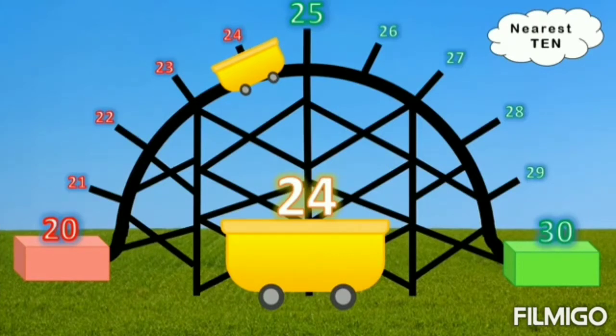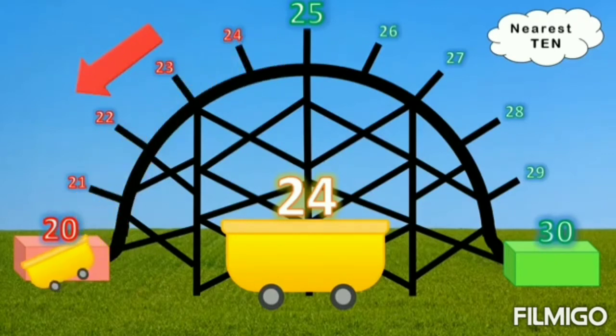So now you see which number is nearer, 20 or 30? Count 1, 2, 3, 4. This side when you count 1, 2, 3, 4, 5, 6. So which is nearer to 24 children? 20 or 30? Which tens place is nearer? 20 only, right? So the nearest tens place for 24 is 20. Understood this one?